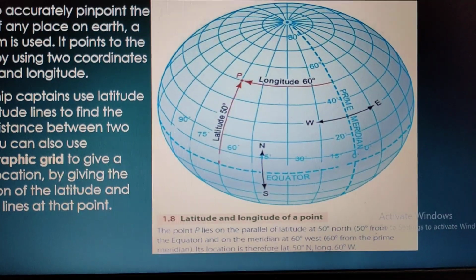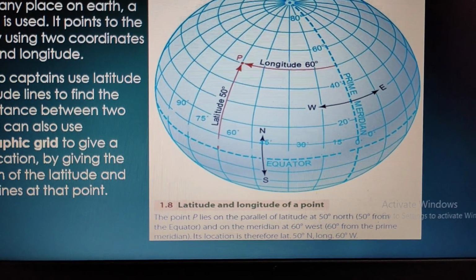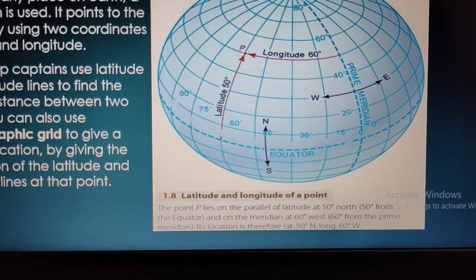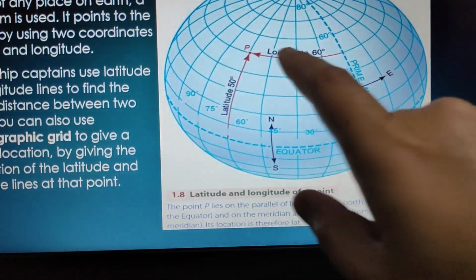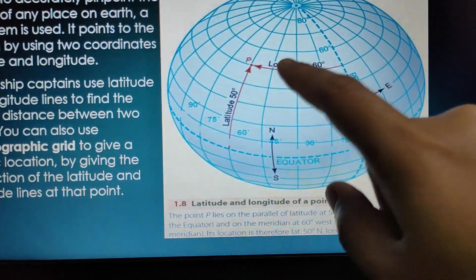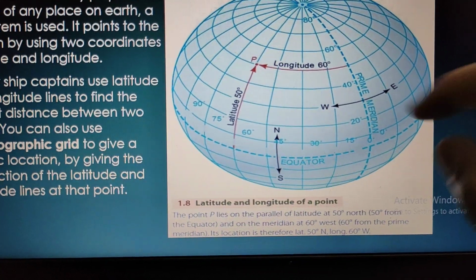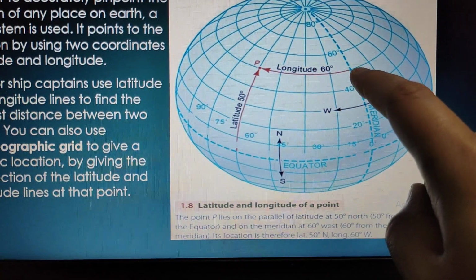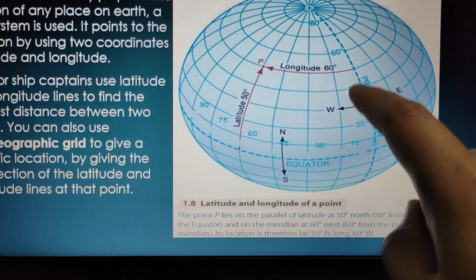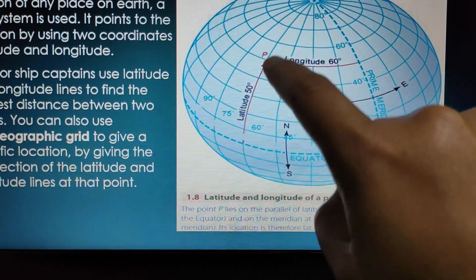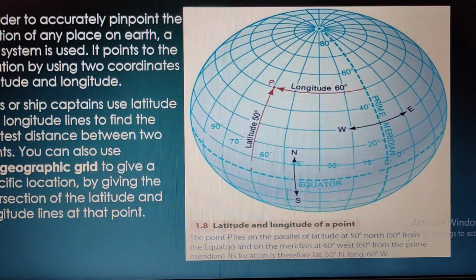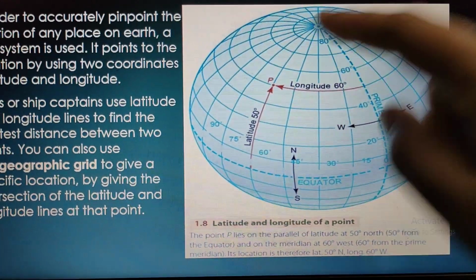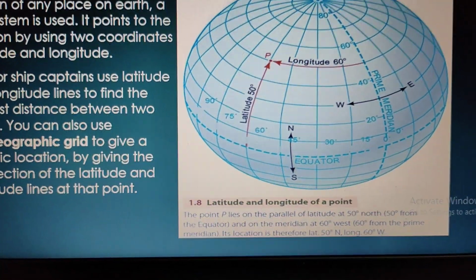If we see the example, it's of a point P. It says the point P lies on the parallel of latitude. It is lying on the parallel of latitude at 50 degree north. If you see, it is 60 degree, right? It is 40 degrees, so this comes out to be 50 degree north. Why? Because latitudes measure distance from north to south. So it is 50 degree north, right?